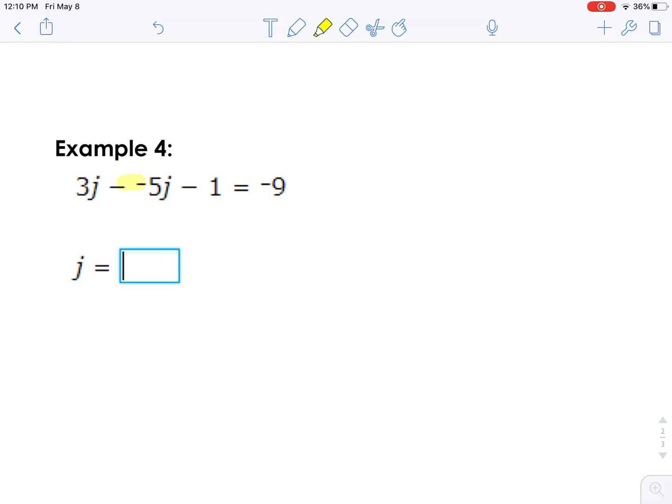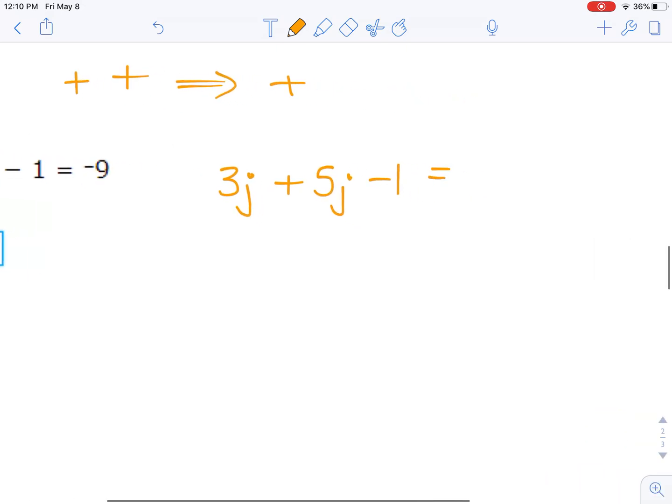Let's rewrite this next one, but I don't like to have double signs. So I'm going to go ahead and rewrite. Do you guys remember minus a negative is really plus a positive? So we're going to write it with one sign as a plus. Then we have 5j minus 1 equals negative 9.